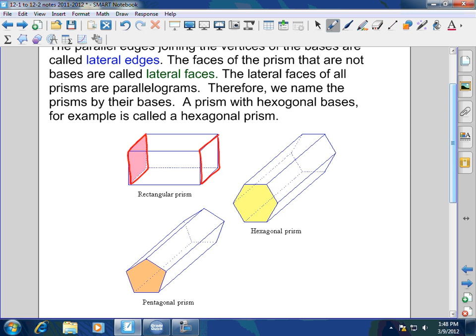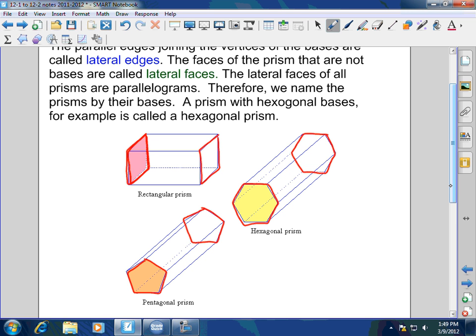So this is a rectangular prism because the bases are rectangles. This is a hexagonal prism because the bases are hexagons. Both of these bases are hexagons, and they're both congruent. This is called a pentagonal prism because the base is a pentagon. Both bases are pentagons, and they're both congruent.